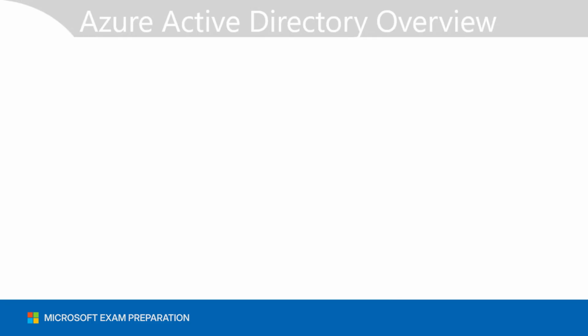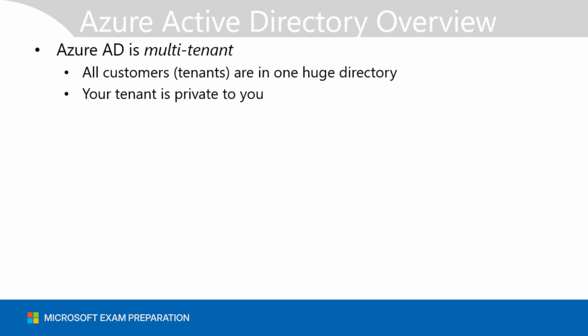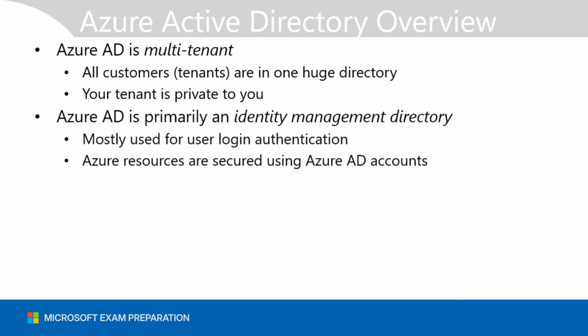Let's begin with an overview of Azure Active Directory. Azure AD is a multi-tenant directory, so all customers or tenants are in one huge directory that Microsoft manages. However, your tenant is private to you. Azure AD is primarily an identity management directory, so it's mostly used for user login authentication. User IDs and passwords are validated against information that Azure AD stores, and then users can be given permissions to resources.